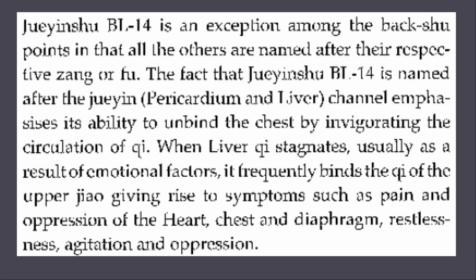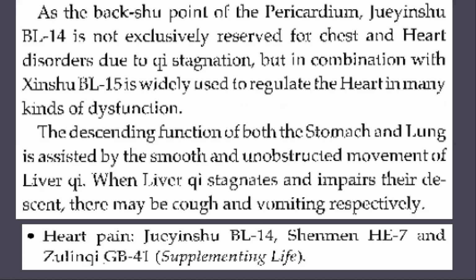When liver chi stagnates, usually as a result of emotional factors, it frequently binds the chi of the upper jiao, giving rise to symptoms such as pain and oppression of the heart, chest, and diaphragm, restlessness, and agitation. As the Back-Shu point of the pericardium, Bladder 14 is not exclusively reserved for chest and heart disorders due to chi stagnation, but in combination with Bladder 15 is widely used to regulate the heart in many kinds of dysfunction.